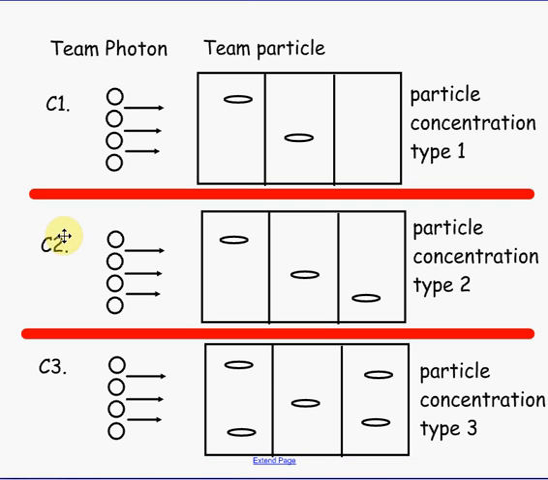As we look to our second scenario, concentration 2, if we increase our particles, but we keep our photons the same, then more photons would be absorbed as they traversed the field, so as they move through the concentration. And in this last scenario, if we have even more particles, even more photons would be absorbed as they moved throughout the field.